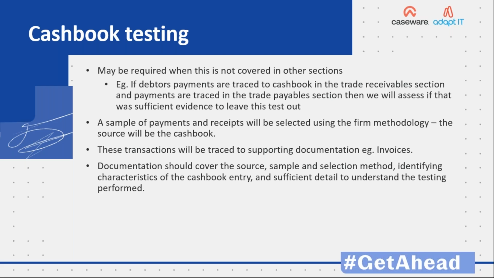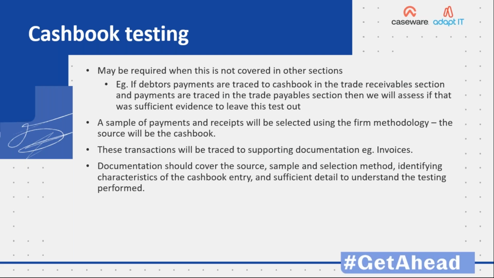So the firm, in developing their methodology, would consider whether it is necessary for them to do cash book testing or not. If we have sufficiently covered it elsewhere, then it's not necessary. If not, then we should select transactions out of the cash book to test to supporting documentation. Usually how this would be done, if it is part of the firm's methodology, is a sample of payments and receipts would be selected from the cash book, and that would be traced through to supporting documentation. So not just the bank statement, but also the invoices, other statements, etc. The source of that transaction when it was initially recorded in the accounting records.